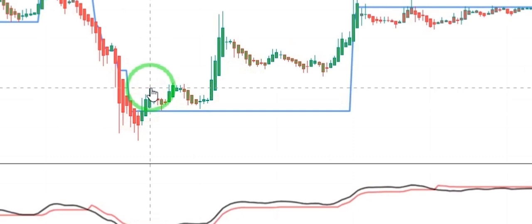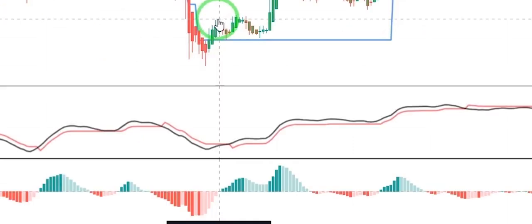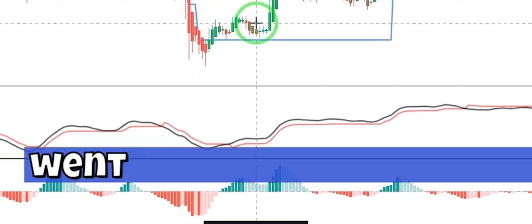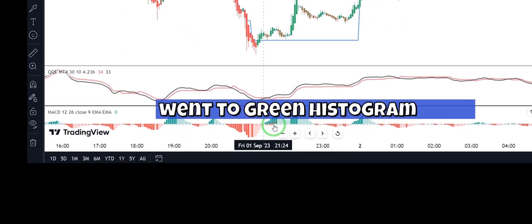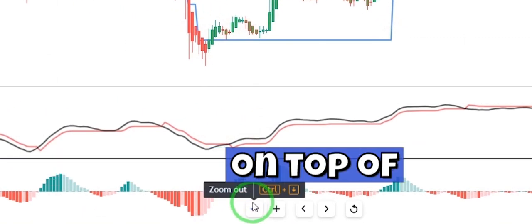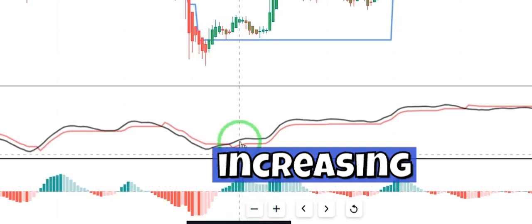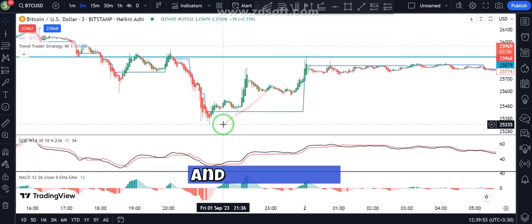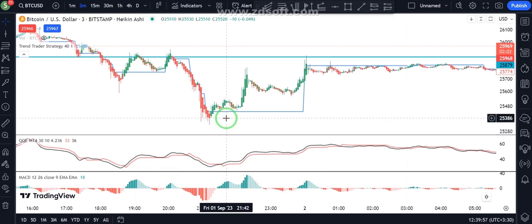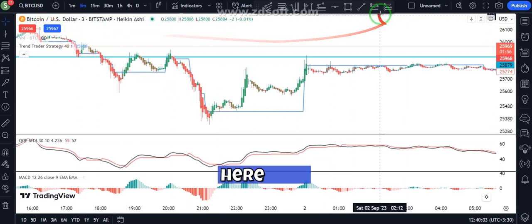And for the third condition, we take confirmation from the MACD indicator. When the green histogram comes on top of the MACD 0 line, it shows the price is increasing and we can take a buy position. So with these 3 conditions, I open a long trade here.